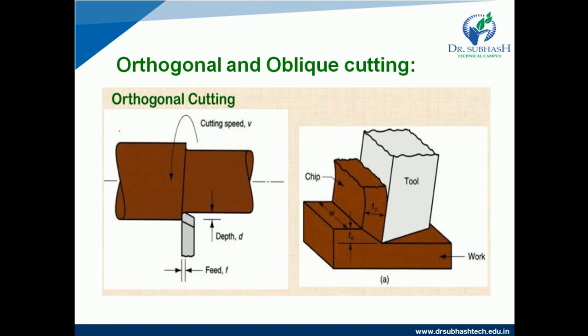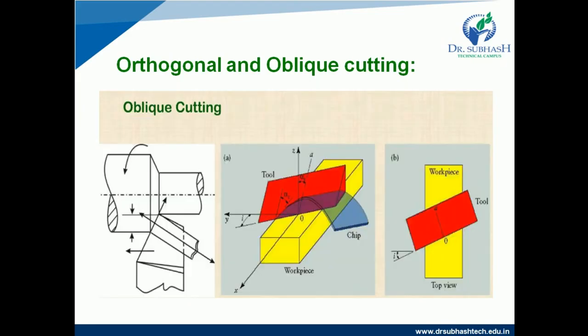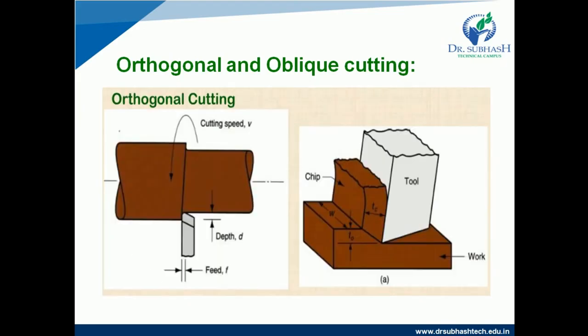I hope you can understand with the use of the figure. This one is orthogonal cutting. With the use of this cutting tool, we are performing different operations on different metal cutting machines, right? So you can see the orthogonal cutting. In this figure you can see the oblique cutting. So I hope you understand the difference between orthogonal and oblique cutting with the use of the figure, right?